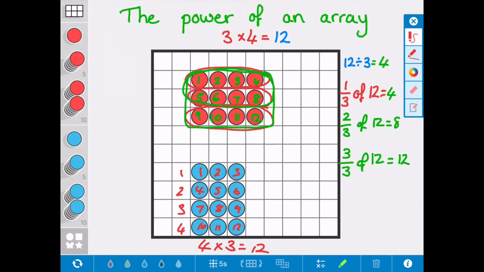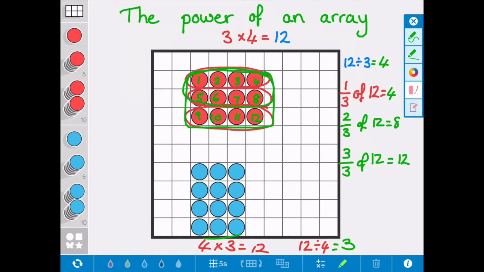Now if we were to take that 12 and to divide it by 4, so 1 group of 4, 1 group, 2 groups, 3 groups, so 4 equal groups, we can see that in each group there is 1, 2, 3.